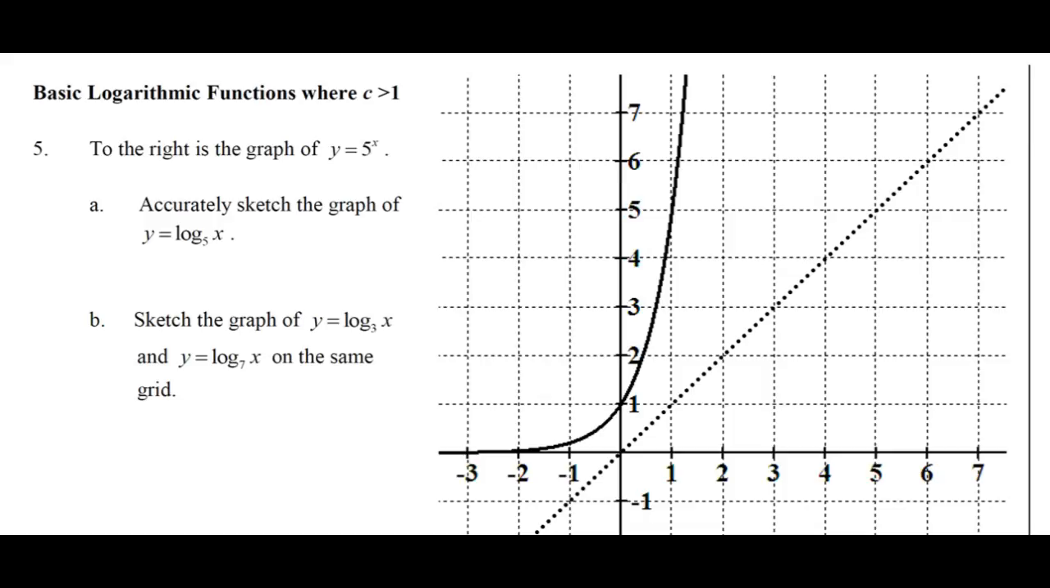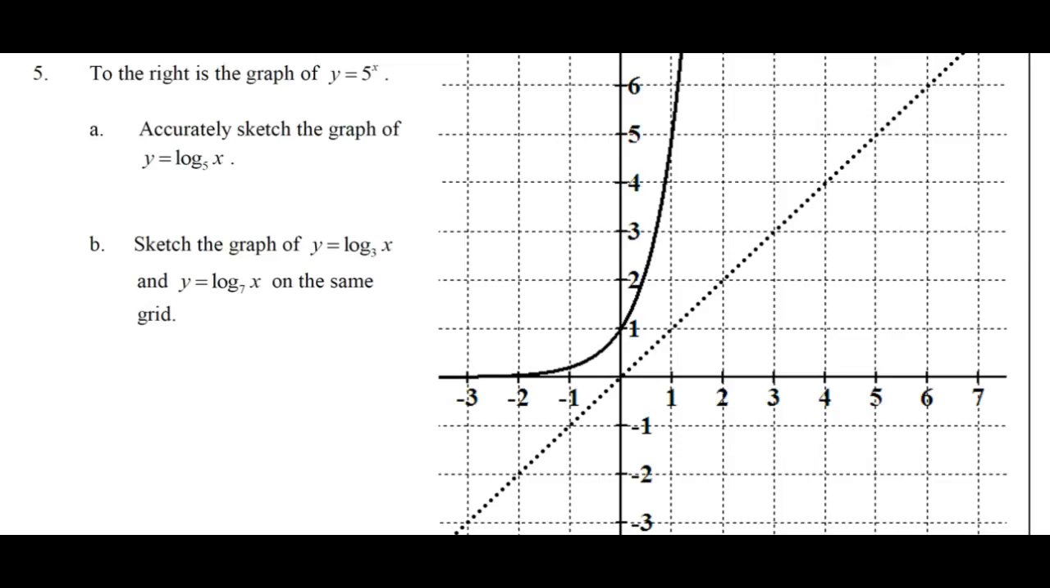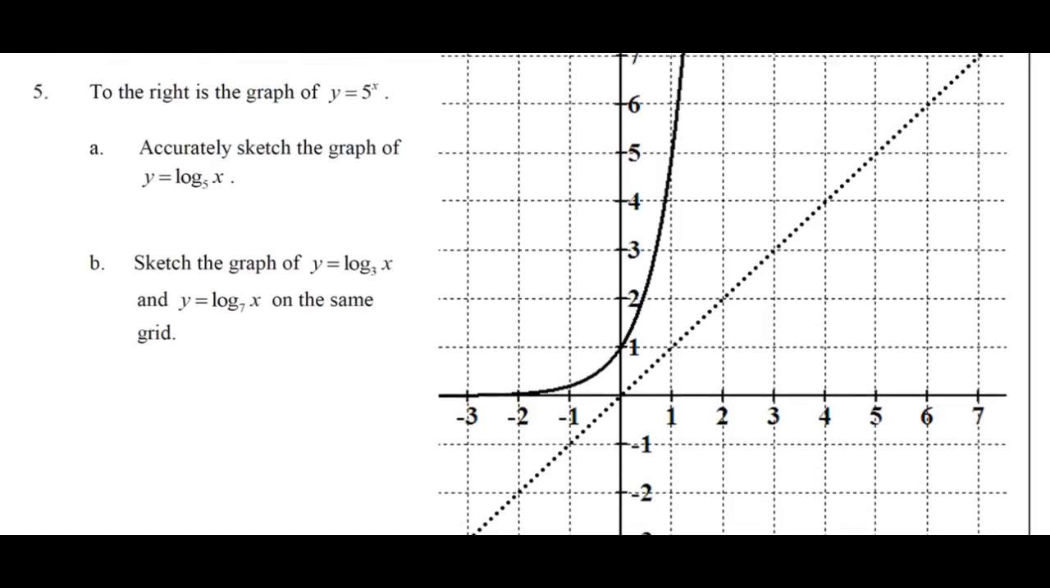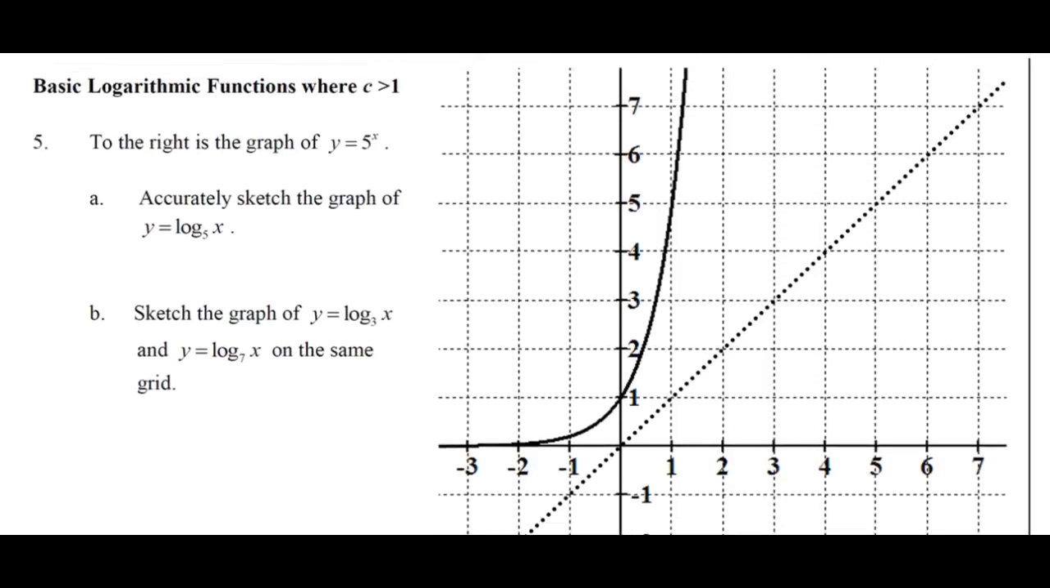Basic log functions where c is greater than 1. To the right is the graph of y equals 5 to the x. Accurately sketch the graph of y equals log base 5 of x. So we just look for some nice points, right? The nice point on any exponential function is 0, 1. So that'll become 1, 0. The other nice point on any exponential function is when y is equal to 1, you're going to get the base. So if it's 5 to the x, you're going to get the point 1, 5. So the inverse becomes 5, 1.